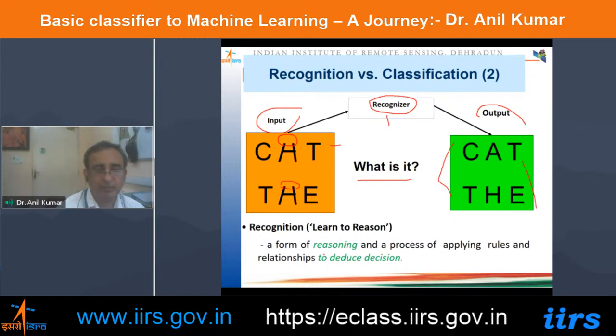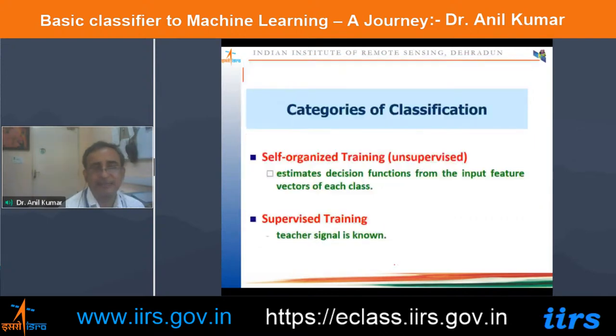So recognition means learn to reason, and there it was learn to classify. Here learn to reason is a form of reasoning and a process of applying rules and relationships to deduce decisions. The recognition algorithms have a good application to make completeness in the input data. If the data is not complete, we can use a recognition approach to make the data complete.